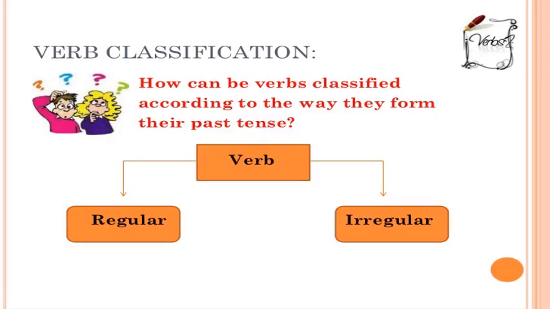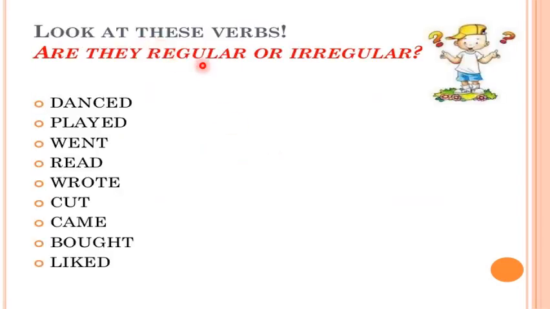According to the tense, the verb can be classified in two forms, regular and irregular verbs. And today we are going to learn the difference of regular and irregular verbs. Look at these verbs. Are these regular or irregular? Danced, played, went, read, wrote, cut, came, bought, liked. All these forms of the verbs are the past form or second form of the verbs. We can notice some verbs have a regular ending like ed, but some verbs are changing their forms like went.